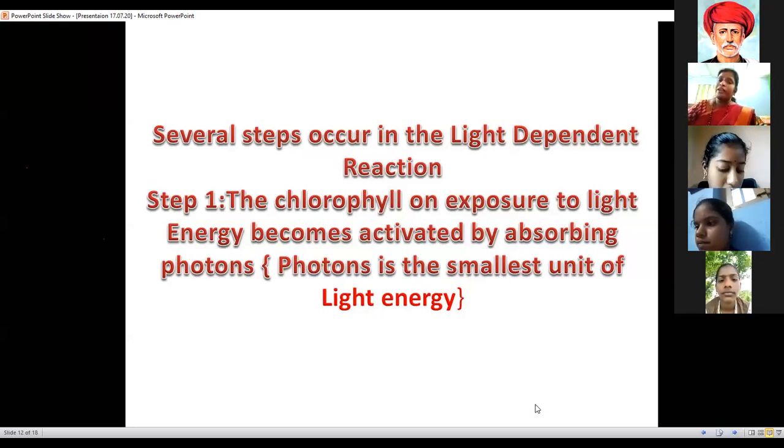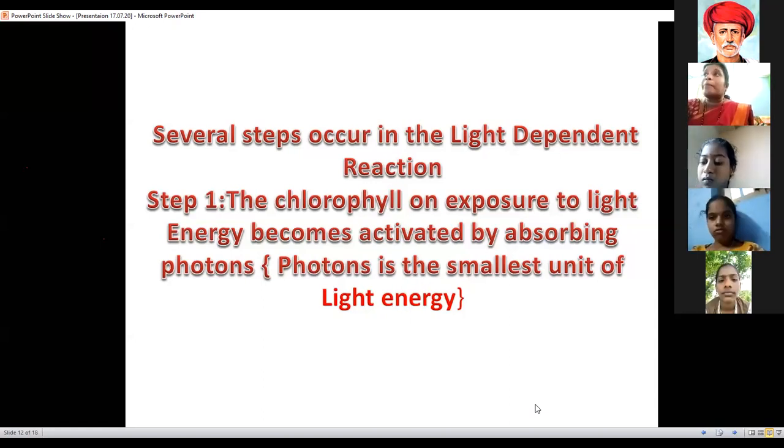Next, step 2. Light energy is used for splitting the water molecule. In the light-dependent reaction, the energy is used in splitting the water molecule into two component ions, named hydrogen and hydroxyl ions. Hydrogen ion and hydroxyl ion can combine again to form a molecule of water. The reaction is known as photolysis, which means splitting by light.